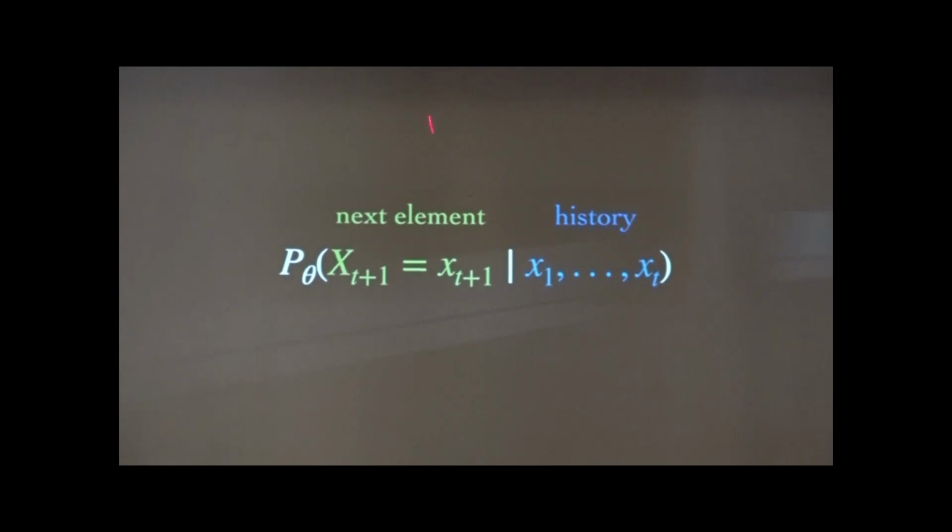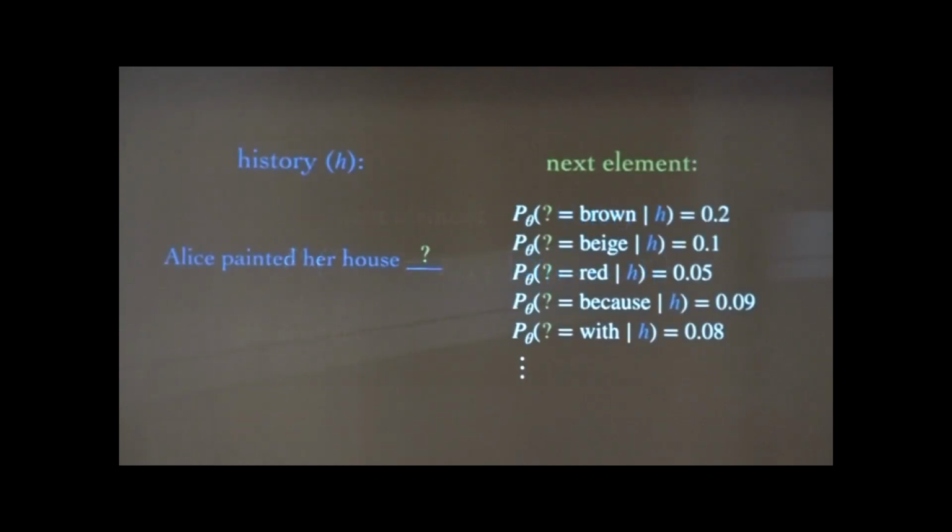The probability of the next element given the historical elements, among all the remaining elements. This theta represents the parameters. Consider this example statement: "Alice painted her house ?" The question mark is the next word to be predicted. What is the next word to come in that question mark place? That is to be predicted.